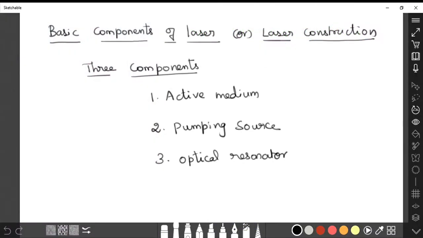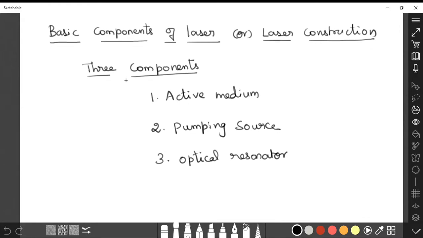Dear students, in this video, I am going to discuss the basic components of laser. That is, if you want to produce the laser, what are the components required for that? Or laser construction, how the laser is constructed. There are three important components required to produce the laser. What are the three components?